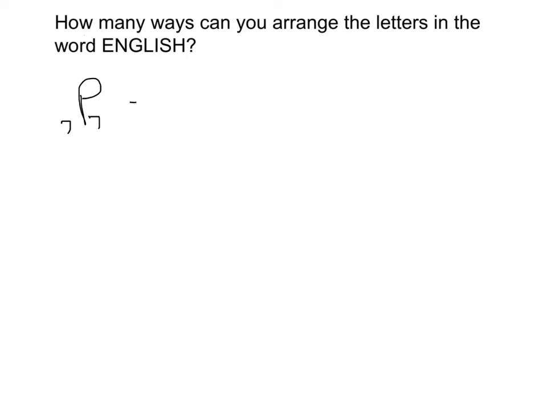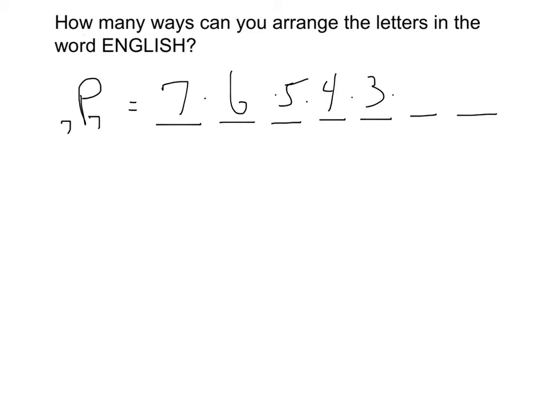Now the way this works is like this. Here are my little, think of them as my little hangman slots. And that's 7. So for the first choice of letter for this word, and remember in math a word doesn't necessarily have to make sense. It's just an arrangement of the letters. I actually have 7 letters to choose from. Once that letter's placed, then I have 6, and then 5, and then 4, and then 3, and then 2, and then of course the last letter's not a choice at all. It's just what's left.